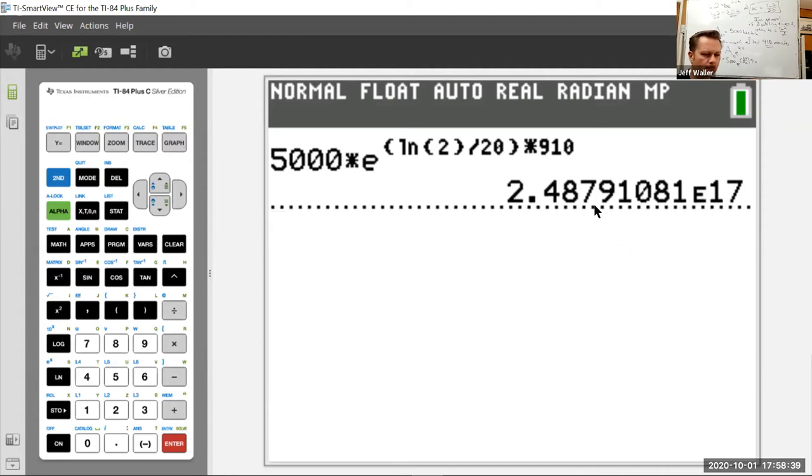2.4 blah, blah times 10 to the 17. So move that decimal over 17 times. 10 to the 6th is million. 10 to the 9th is billion. 10 to the 12th is trillion. And then you get to the insanity after that. So that's a lot of bacteria.